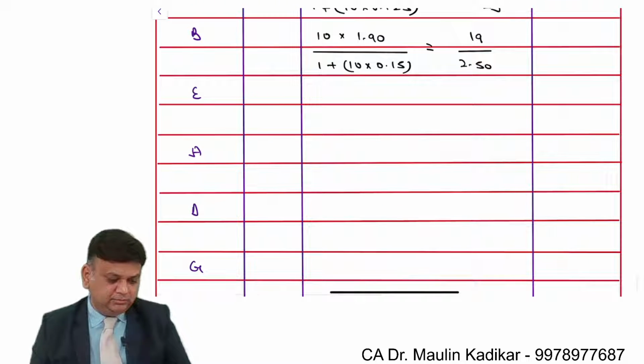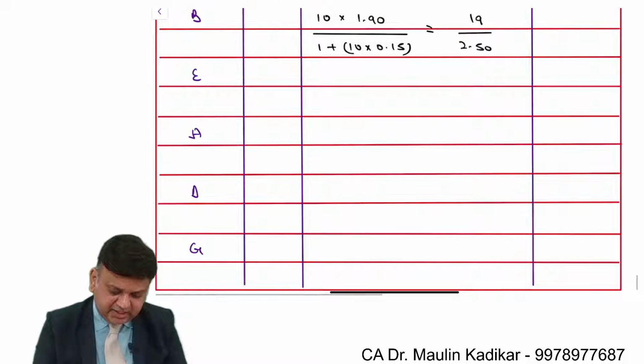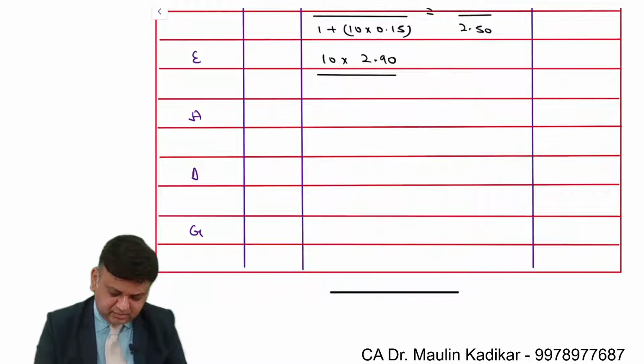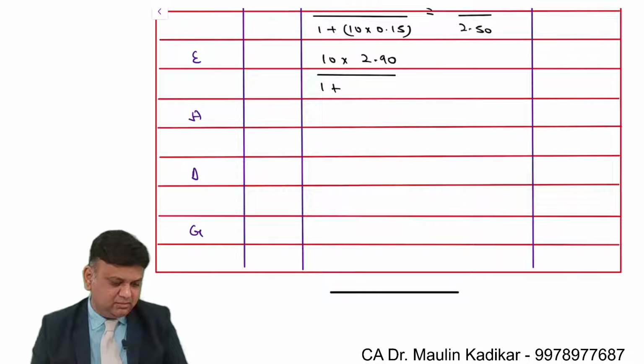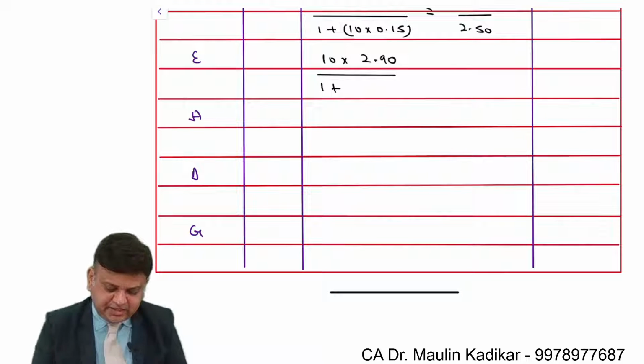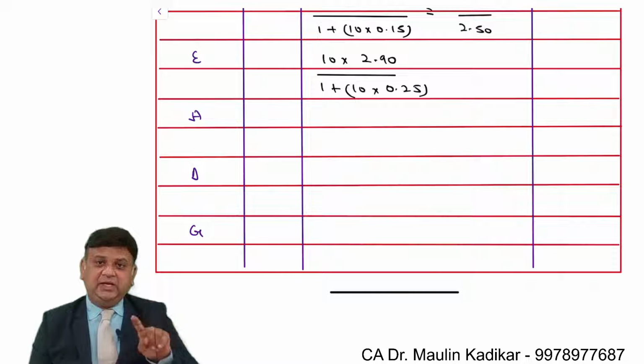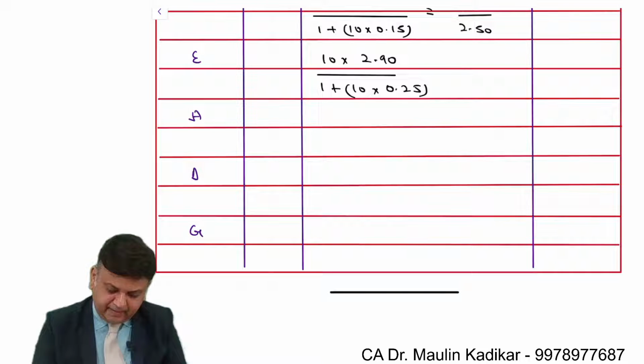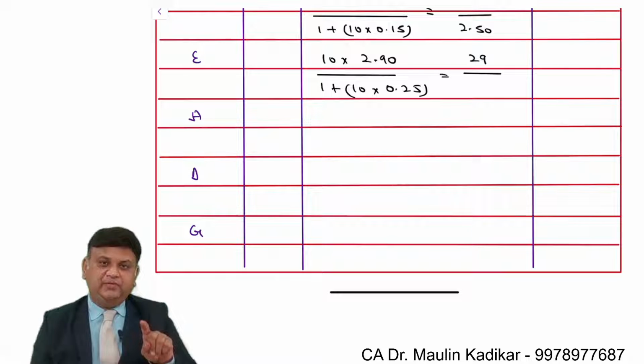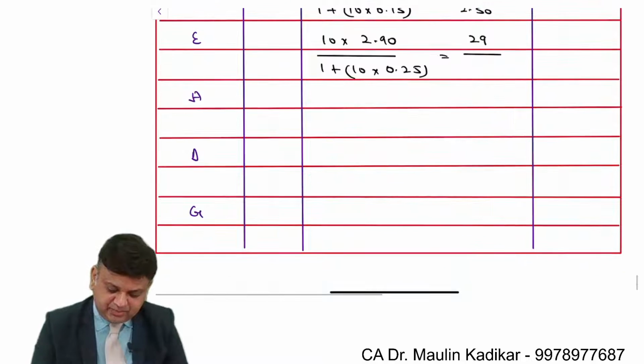Next, for security E, it is again 10 into 2.90 divided by 1 plus 10 into 0.25. So 10 into 2.9 is 29, divided by 10 into 0.25, which is 2.5, plus 1, that comes to 3.5.